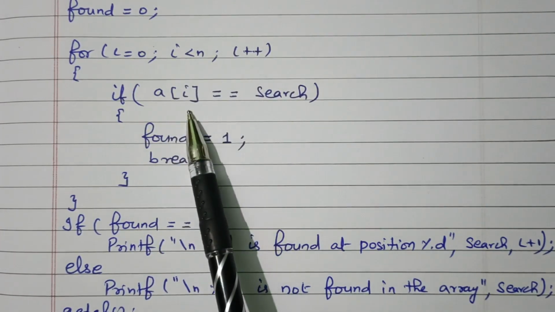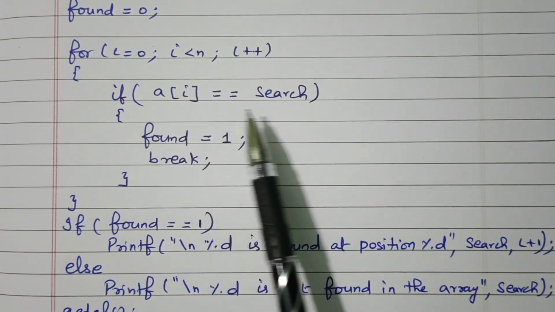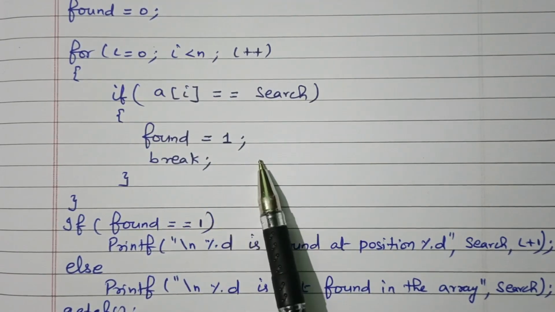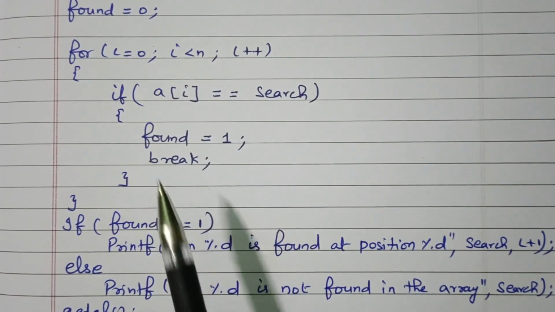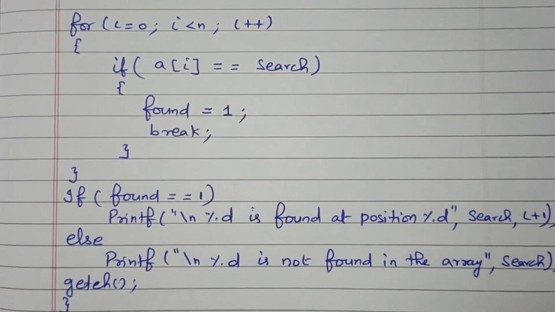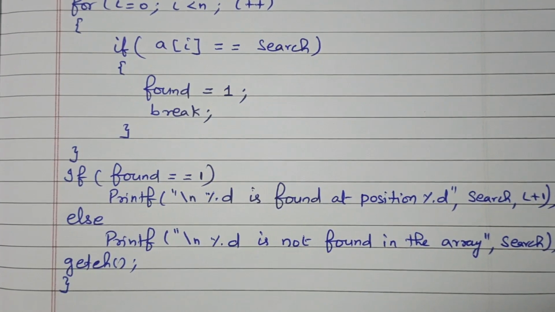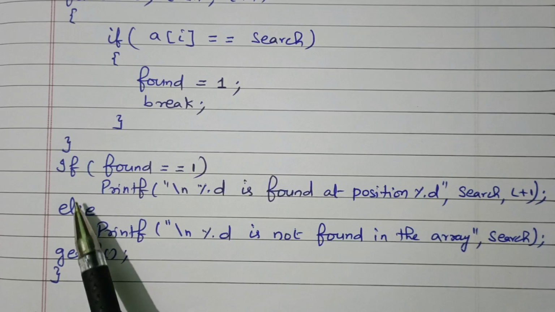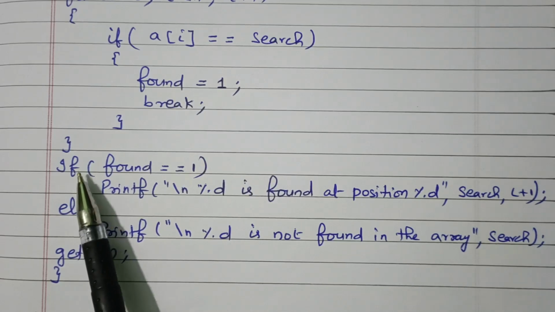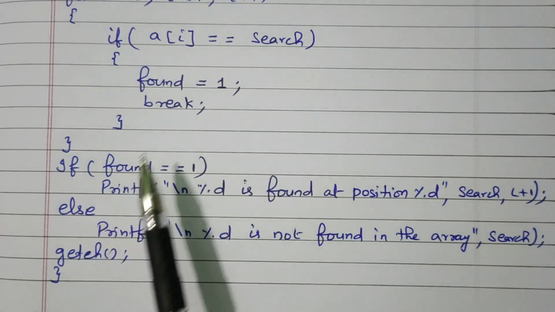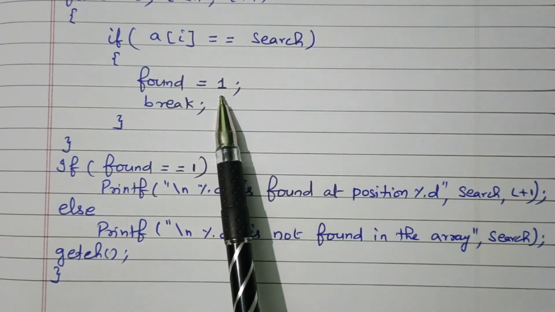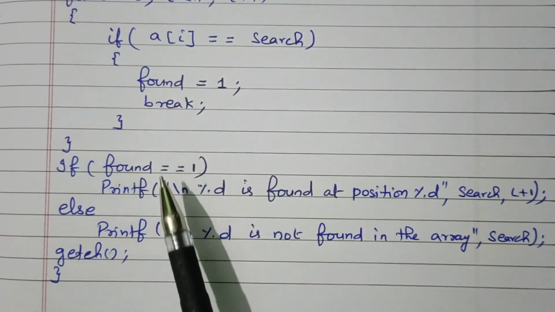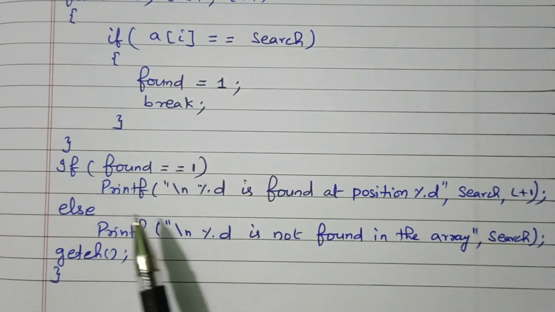If both are equal, then we will make found equal to 1 and break the process. Both the for loop and the if condition will be broken. After completing this process, we need to check. Initially we put found equal to 0. If found equals 1, it means the searched element is available. So by checking the found value, we can easily identify whether the element is available or not.